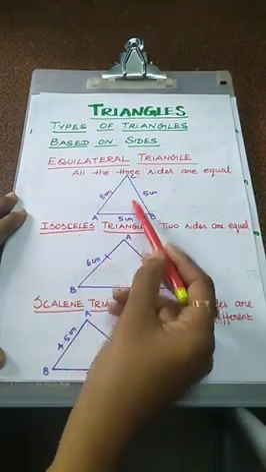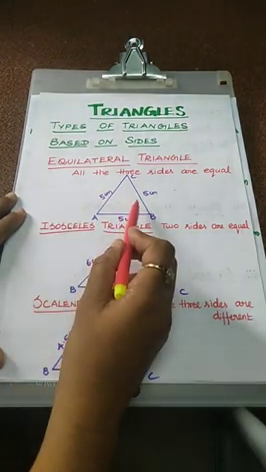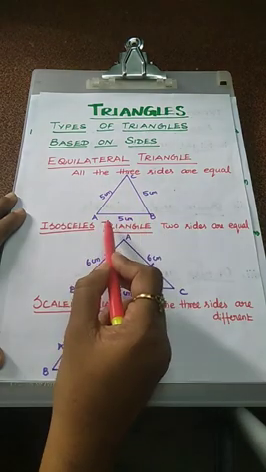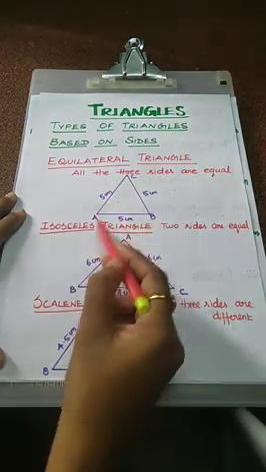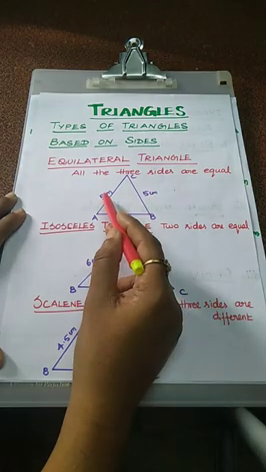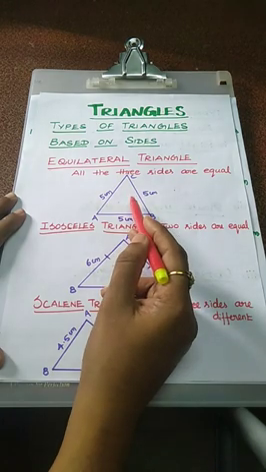Based on sides we are having 3 types of triangle. The first one is the equilateral triangle. All the 3 sides are equal means that is an equilateral triangle. Here you look at the triangle ABC, AB value 5 cm, BC 5 cm, AC 5 cm. All the 3 sides are equal. So it is an equilateral triangle.